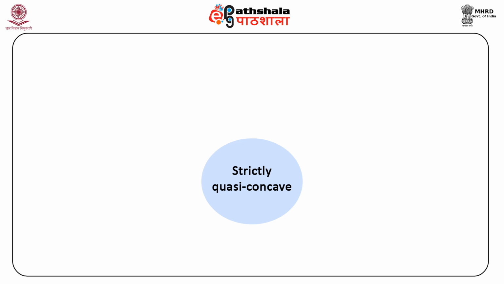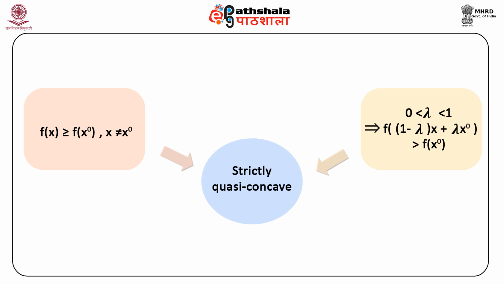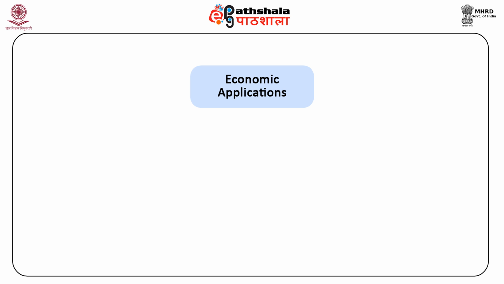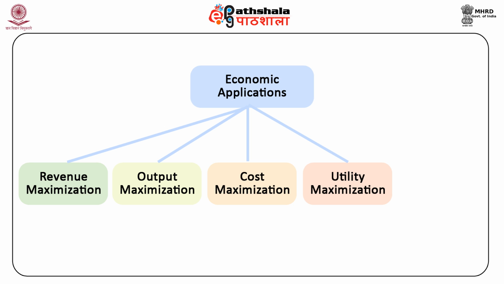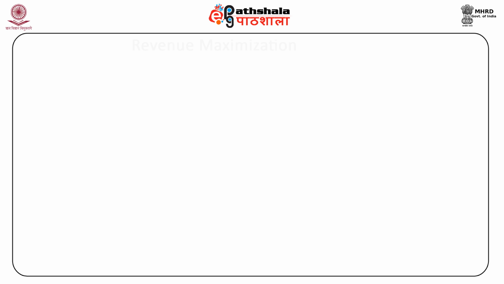Strictly quasi-concave: a function f of x is strictly quasi-concave if f of x is greater than or equal to f of x0, where x is not equal to x0, and lambda lies between 0 and 1, implying f of (1 minus lambda) x plus lambda x0 is strictly greater than f of x0. There are various economic applications of maxima and minima. To name a few, we have revenue maximization, output maximization, cost minimization, utility maximization, and profit maximization. Now, we study every economic application in detail.